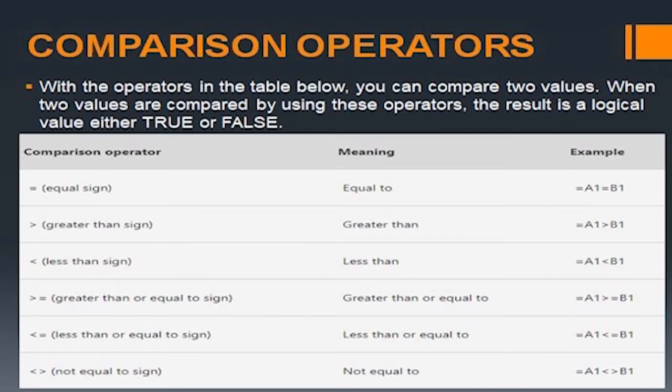Next one is comparison operators. With these operators, in the table below, you can compare two values. When two values are compared by these operators, the result is a logical value, either true or false. So comparison operators are used to compare two values.